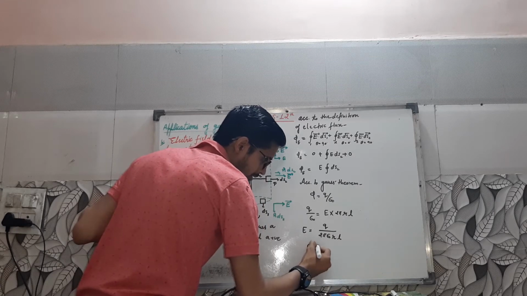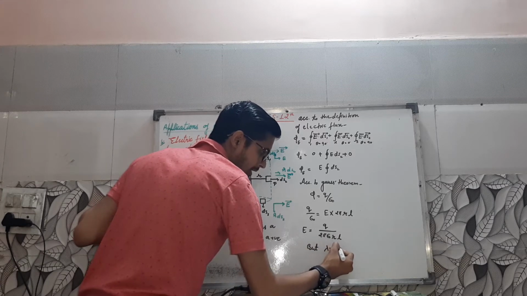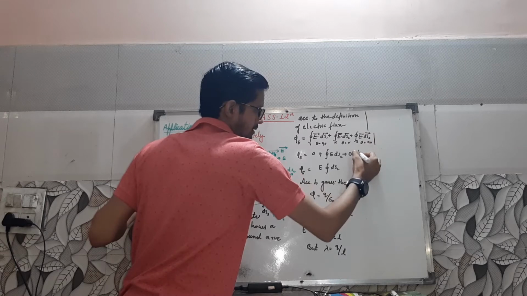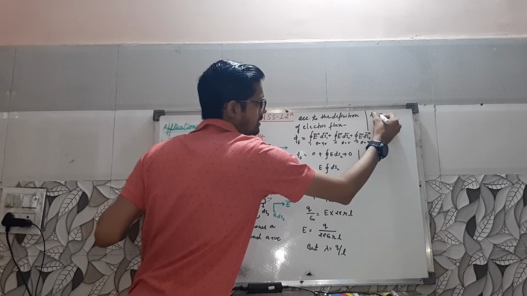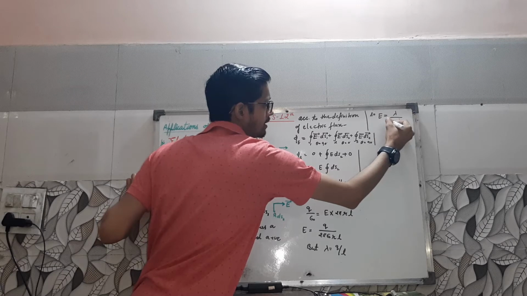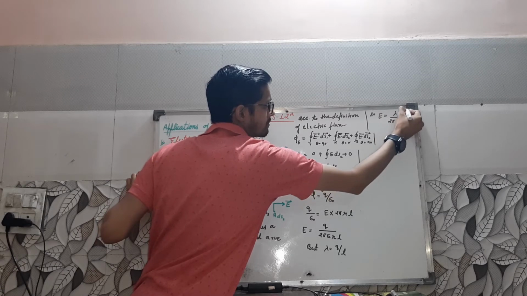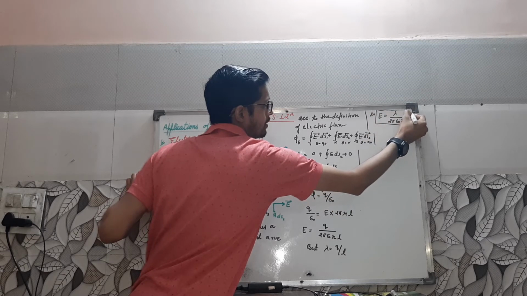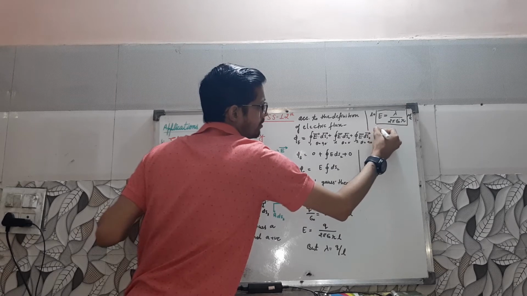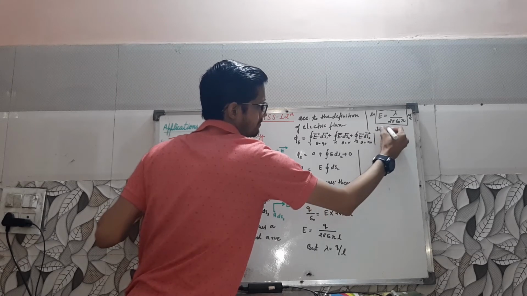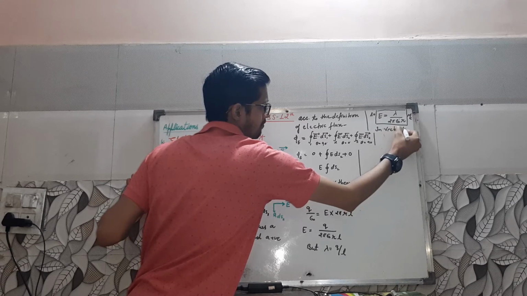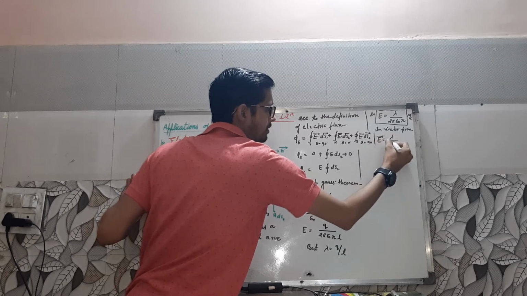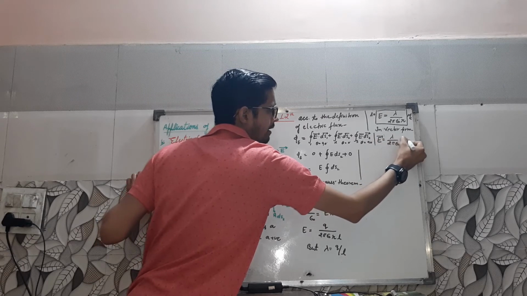But linear charge density is nothing but the ratio of charge per unit length. So E equals lambda upon 2 pi epsilon naught r, in newton per coulomb. In vector form, E equals lambda upon 2 pi epsilon naught r times r cap.